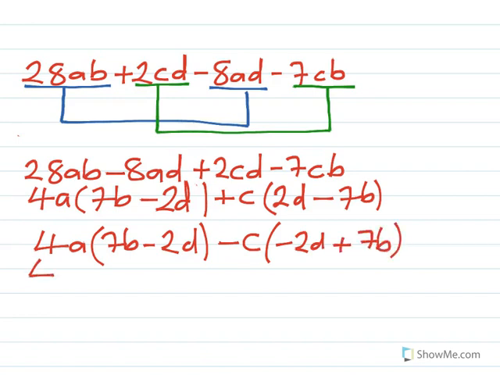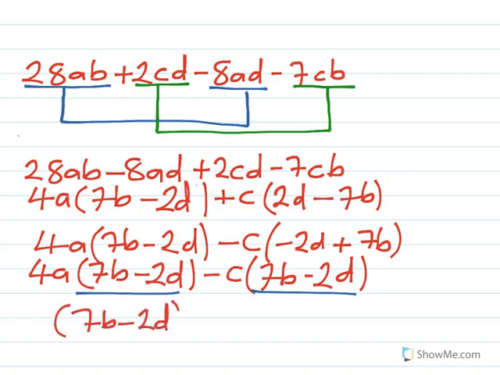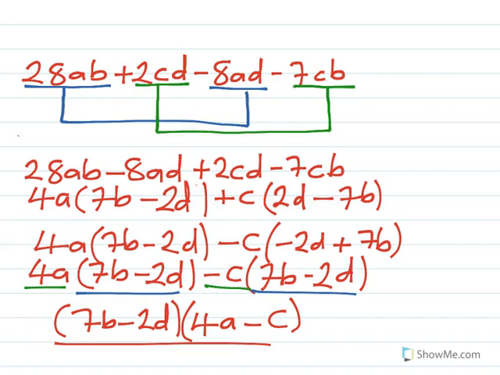If you rearrange it, you're going to have 4A, 7B minus 2D minus C, and then you're going to start with a positive 7B minus 2D. Now you can see that what is inside the bracket is the same, and when you write it finally, you're going to have 7B minus 2D. Outside the bracket, you have 4A and minus C. So you will have 4A minus C. Then it means you have factorized that problem.